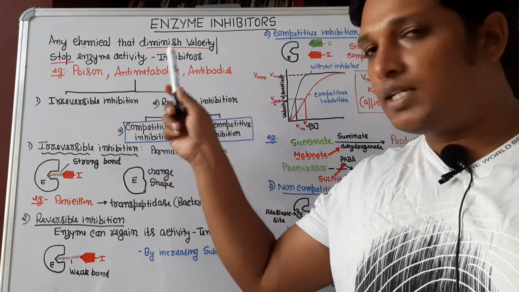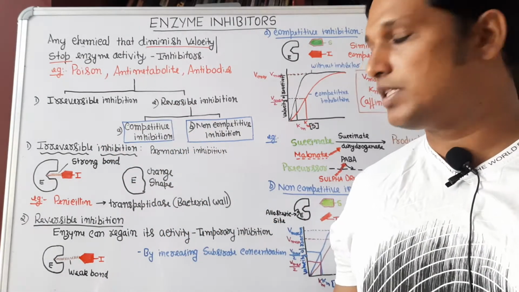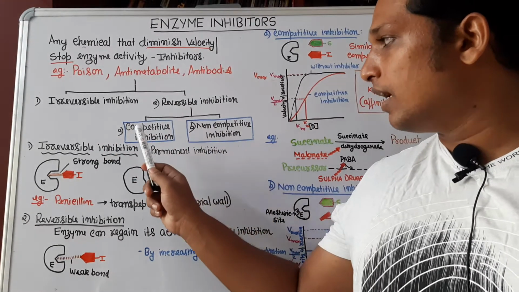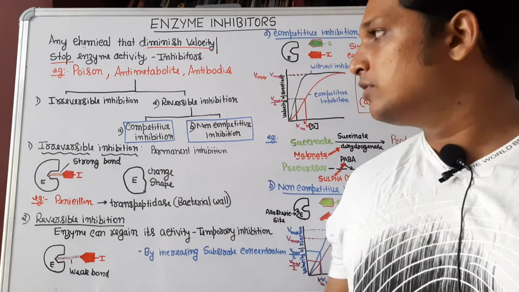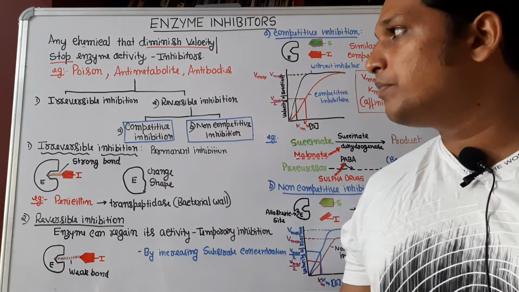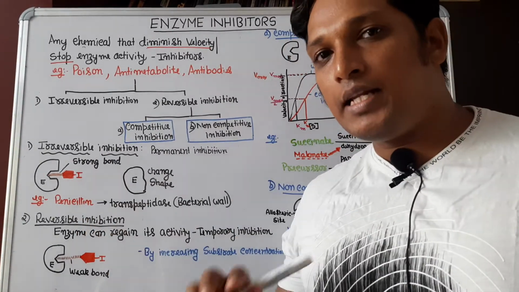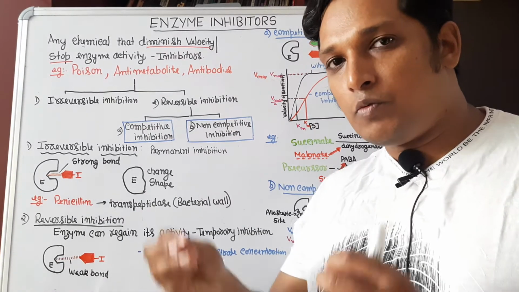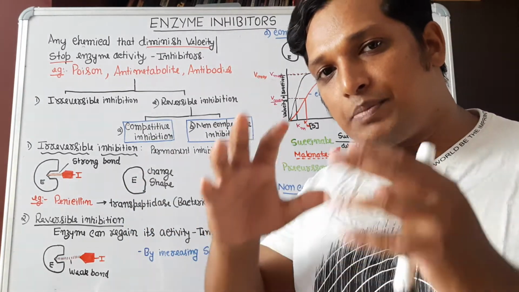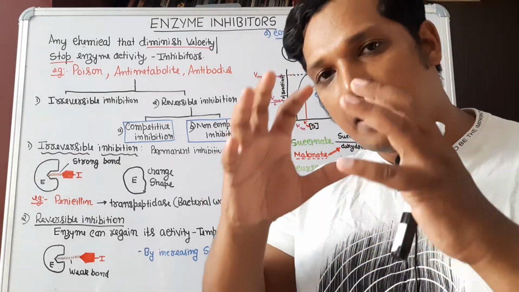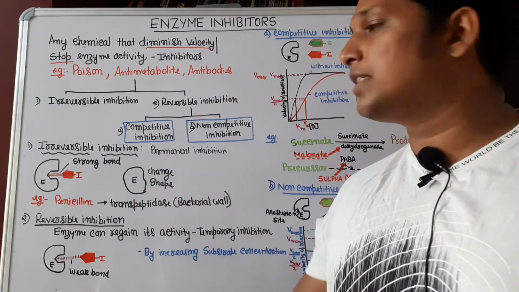Enzyme inhibition is of two types: irreversible inhibition and reversible inhibition. Reversible inhibition is of two types: competitive inhibition and non-competitive inhibition. So first let us learn what is meant by irreversible inhibition. Irreversible, the name itself indicates, that once the inhibitor inhibits the enzyme, the activity of the enzyme is permanently stopped. I have written it as permanent inhibition.